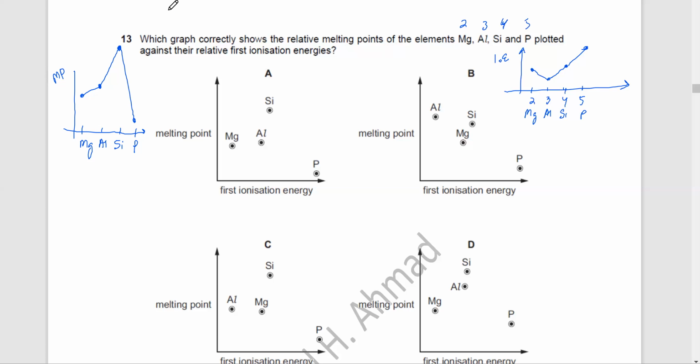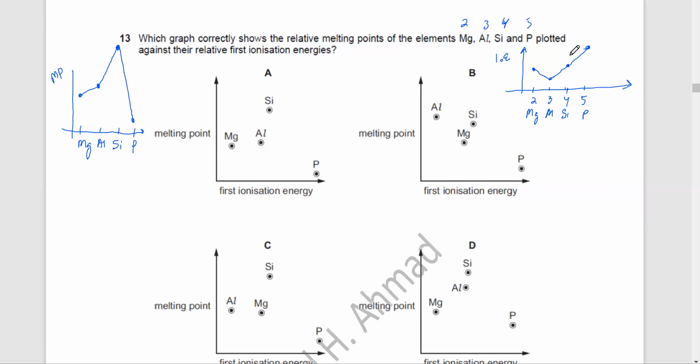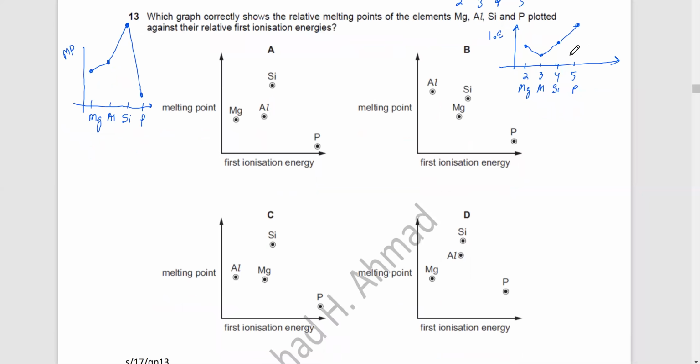Now they're asking us to plot the melting point against the ionization energies. So how would the graph look like? The first thing I'm going to do is check the ionization energies. According to the ionization energy data that I've plotted, which one has the lowest ionization energy? It's aluminium. It's Mg, then aluminium, there's going to be a dip. So aluminium should have the lowest ionization energy. So if you plot aluminium on this axis, aluminium should be the first one.